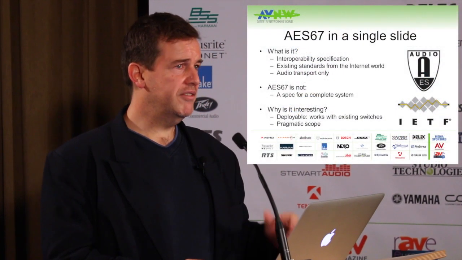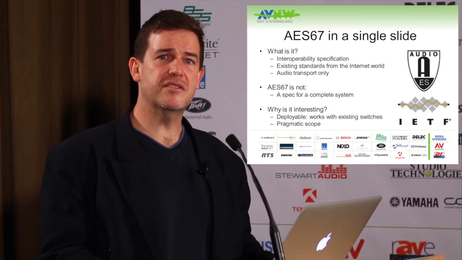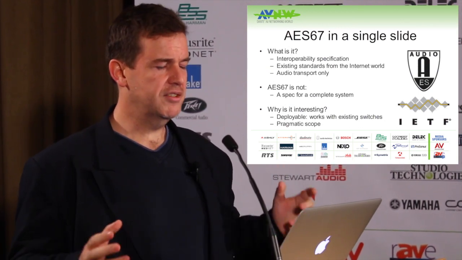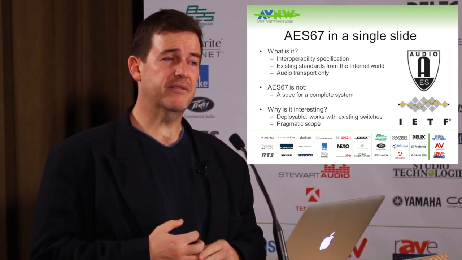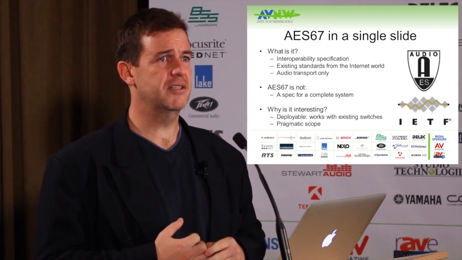So what we have here is a description of AES67 in a single slide. And this is really trying to boil down into just one slide the key features of AES67, at least as I see it as a standard in the audio networking world. So firstly, what is AES67? It's really an interoperability specification. And what's meant by that is that it's a document that takes existing standards and brings them together and describes how those existing standards should be used in order to implement an audio networking transport.